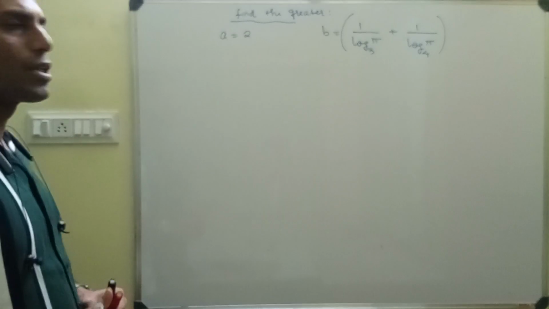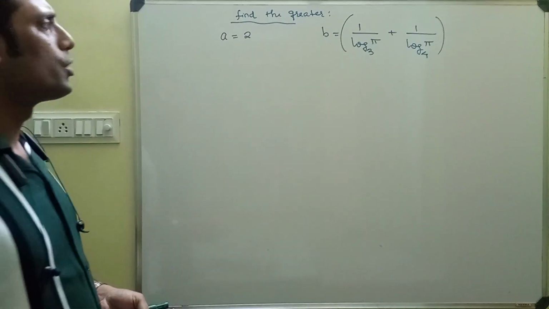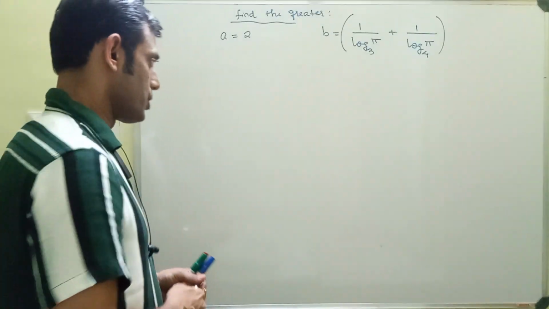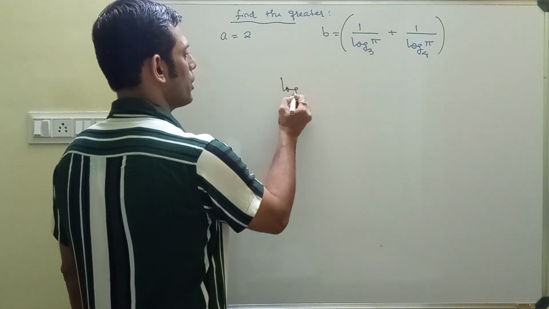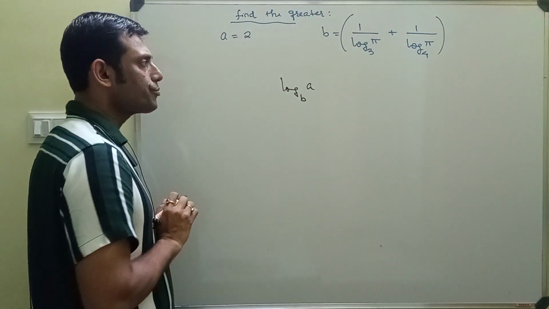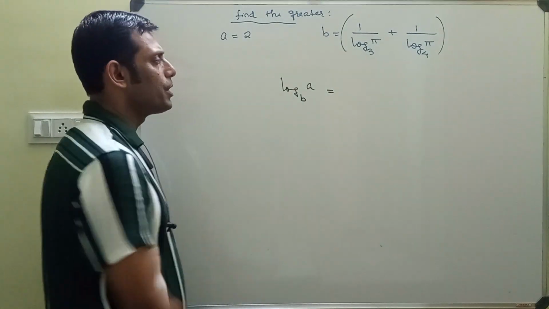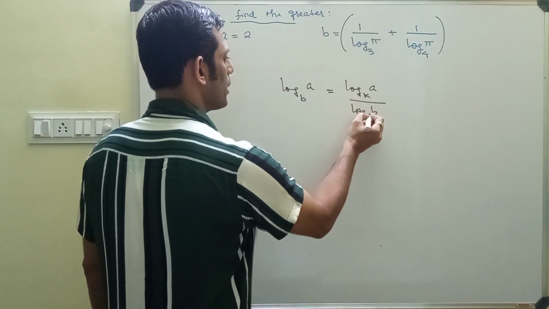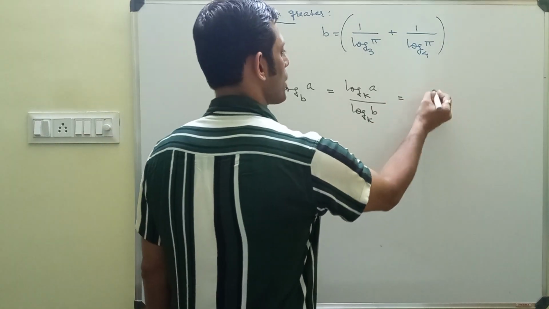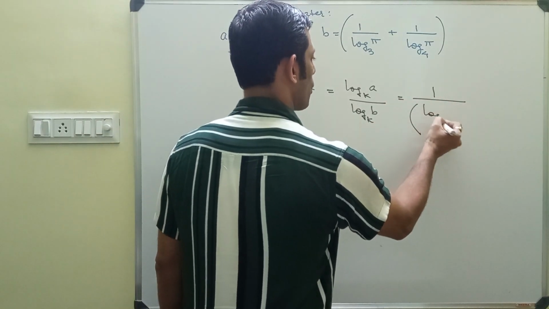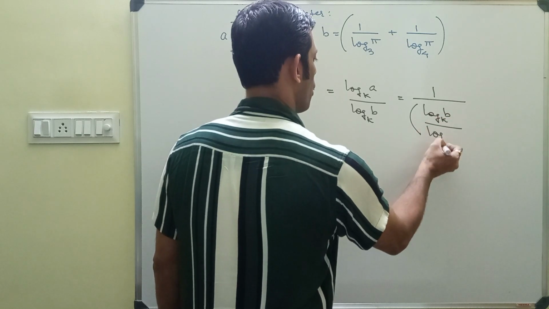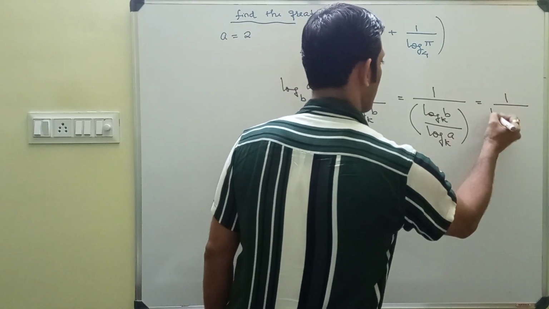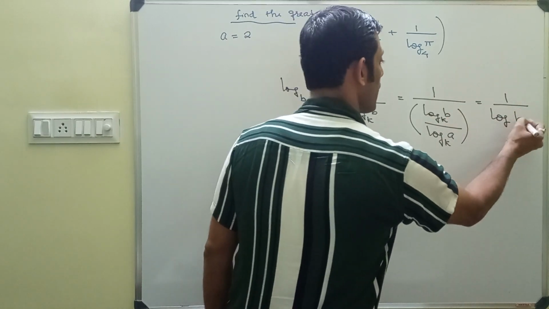How do we go? This is a simple constant. You can do nothing about it. We can resolve this. And how do we resolve this? Now say this. If I consider log A base B, log A base B can be resolved as log A base K by log B base K. Therefore, this can be written as 1 by log B base K by log A base K. And therefore, this can be written as 1 by log B base A.